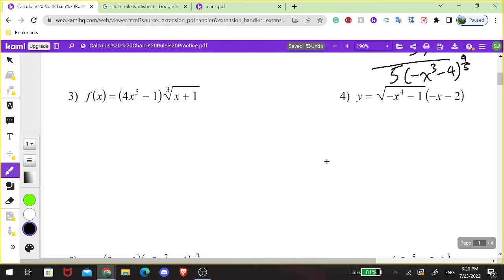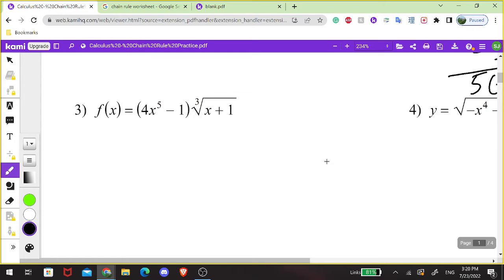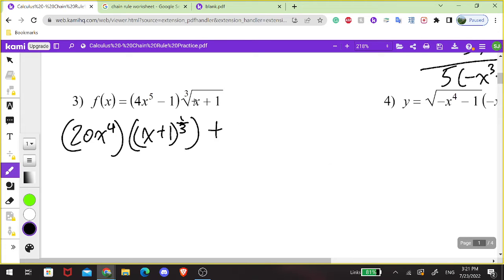Next one, now this is product rule plus chain rule. So for the product rule, we treat this as f(x) and this as g(x). Let's use the product rule, which says we need to take the derivative of the first component, which is 20x^4, times the normal of the second one, which is (x + 1)^(1/3), plus the normal of the first one times the derivative of the second one.